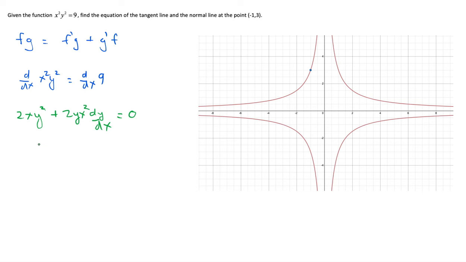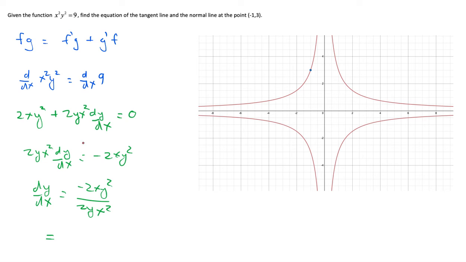So what happens when we solve this? We'll subtract this to the other side. So 2y x squared dy/dx equals negative 2x y squared. We'll just bring that over. dy/dx equals negative 2x y squared over 2y x squared. And we do see that some terms cancel out. One of the y's will cancel out here, and that x will cancel out with one of those x's. So notice what we're left with: negative y over x. This is the derivative.